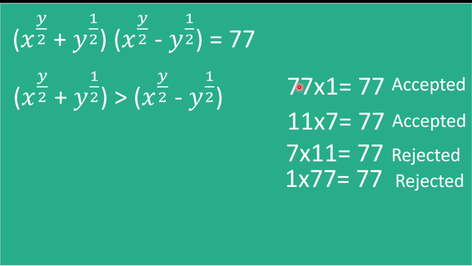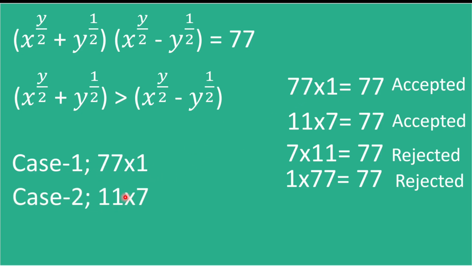So it means that now we have two cases. Case 1 is 77 times 1, and case 2 is 11 times 7. We will discuss these two cases and solve this question according to them.